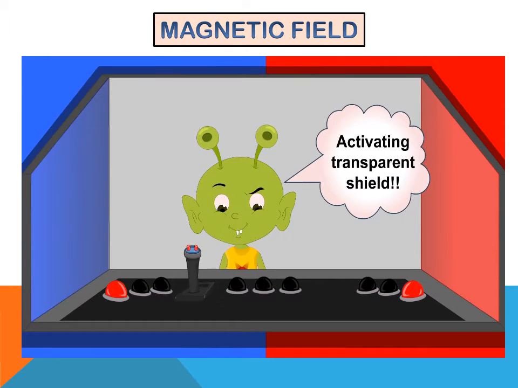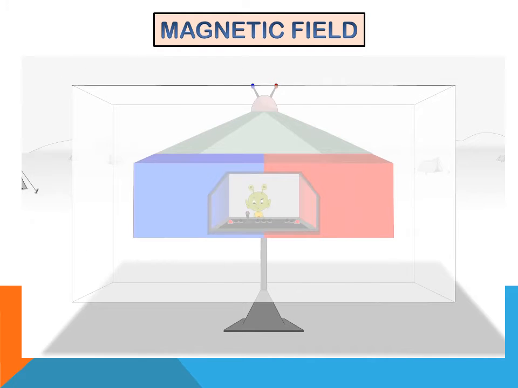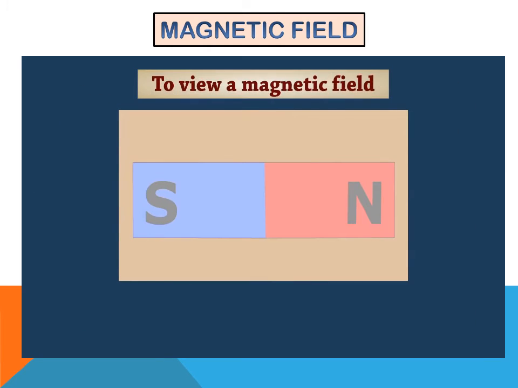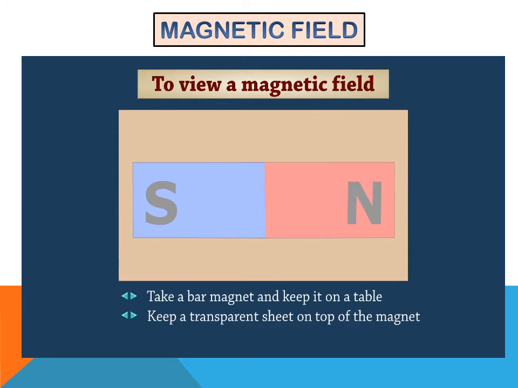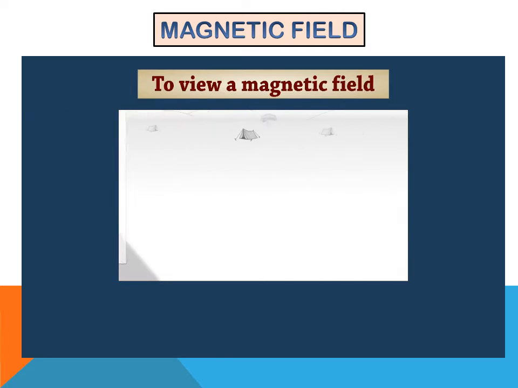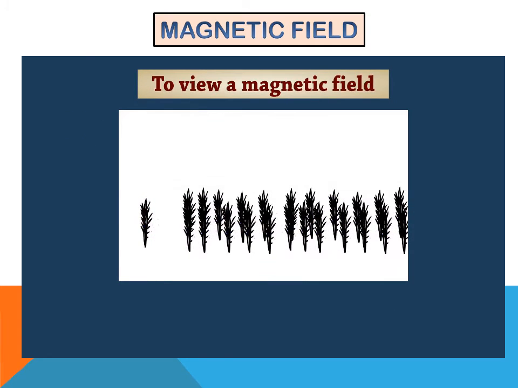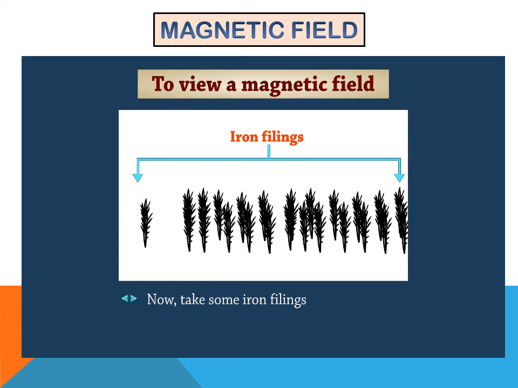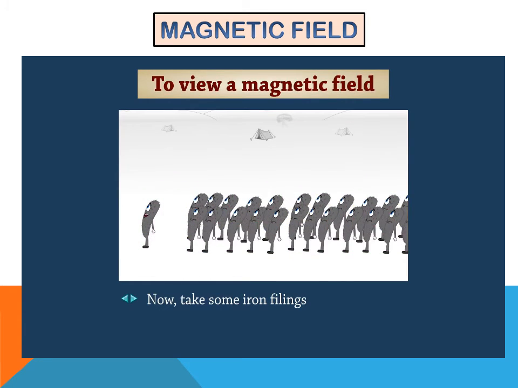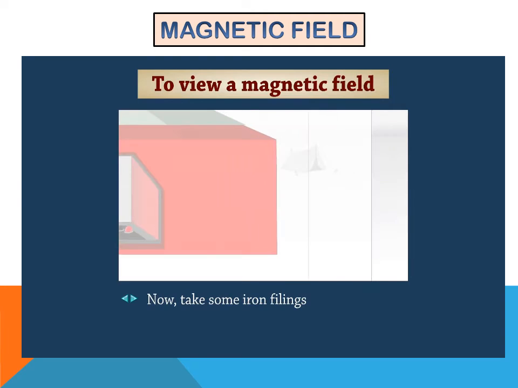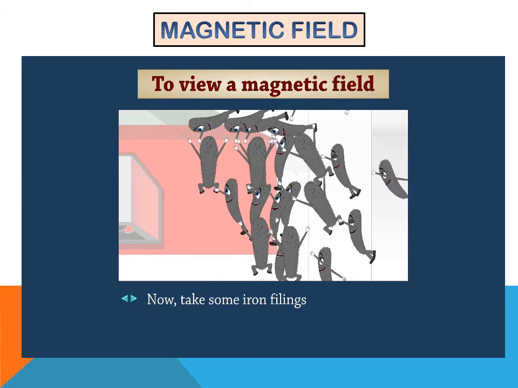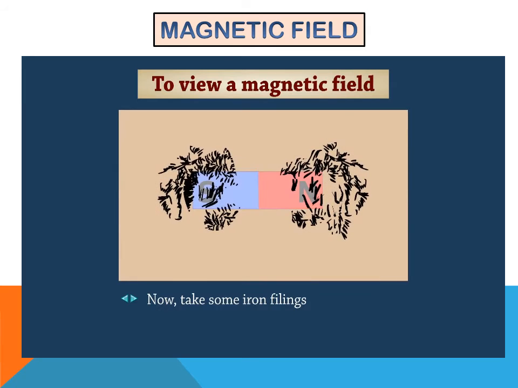Activating transparent sheet. Keep a transparent sheet on top of the magnet. Now, take some iron filings and sprinkle them on the paper.